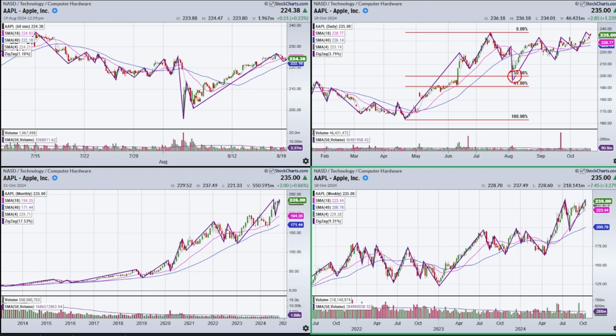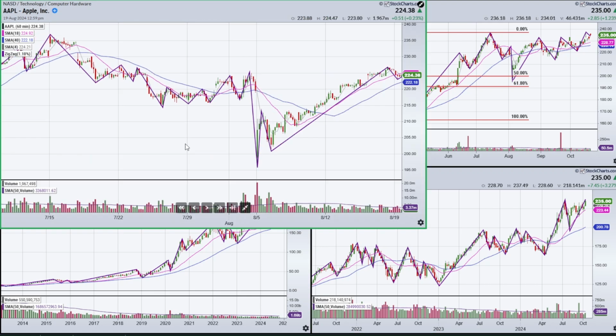Now, I wanted to show how we use the swings. This is how my subscribers have learned to use the swings. I think this is really important. If you notice, this went to a higher high on the hourly. In fact, I want to zoom in on this for a second.